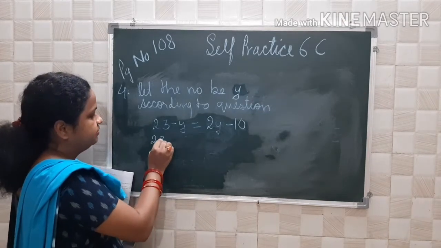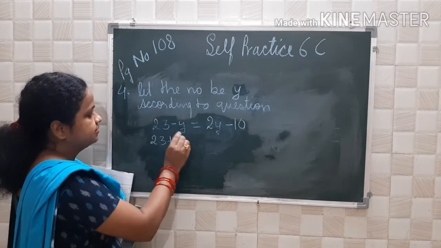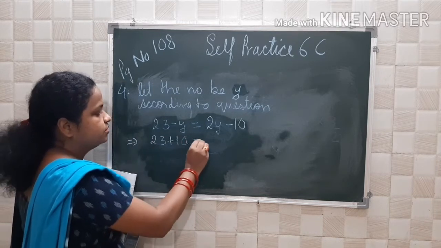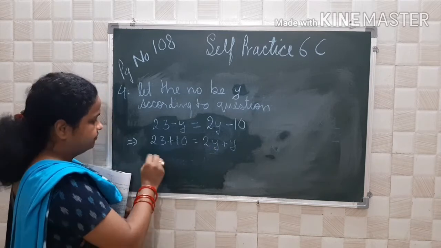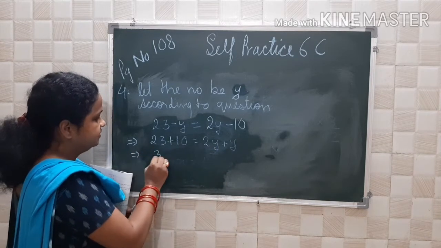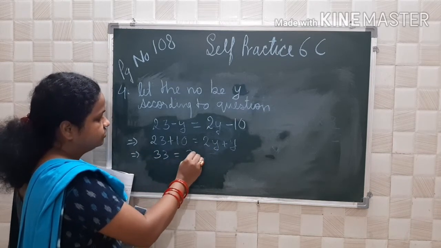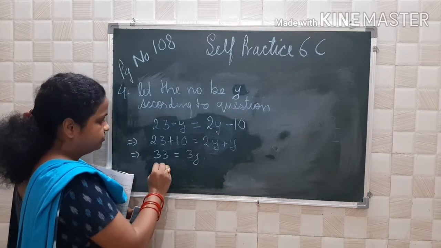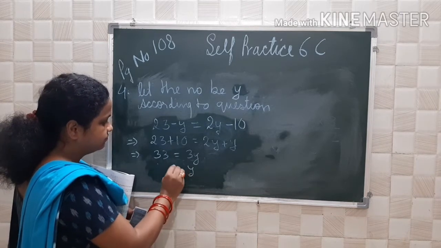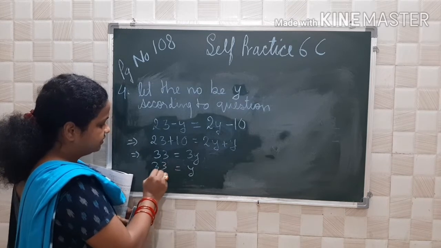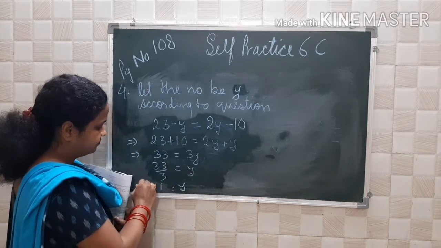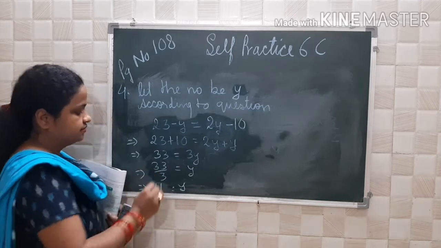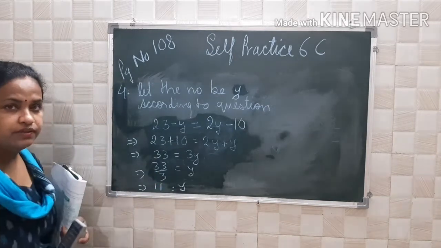So 23 plus 10 is equal to 2y plus y. So you will have this as 33 and this will be 3y. So y is equal to 33 by 3. So y is equal to 11. So what will be your answer? y is equal to 11.